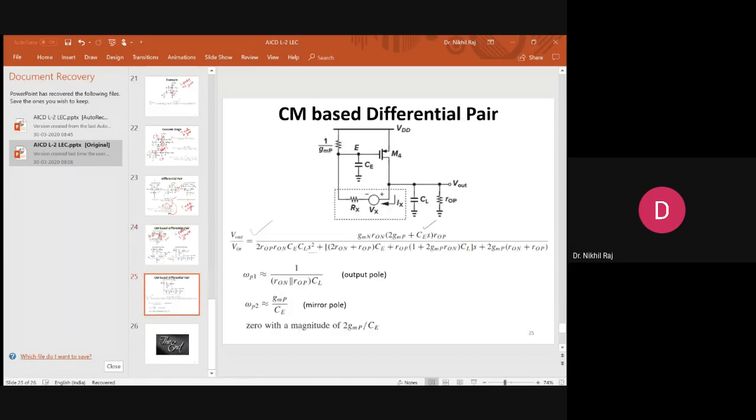Okay, and there are two poles in the system. One is the output pole, one is called the mirror pole. So this is your mirror pole, and this is the output pole, and a zero in the magnitude. Basically in this chapter we have seen how many poles can be there in any circuit, and if poles are there, zeros can be there. These are all done to ensure my circuit is stable or not, but for the exact location of poles and zeros we have to go through a small signal model.